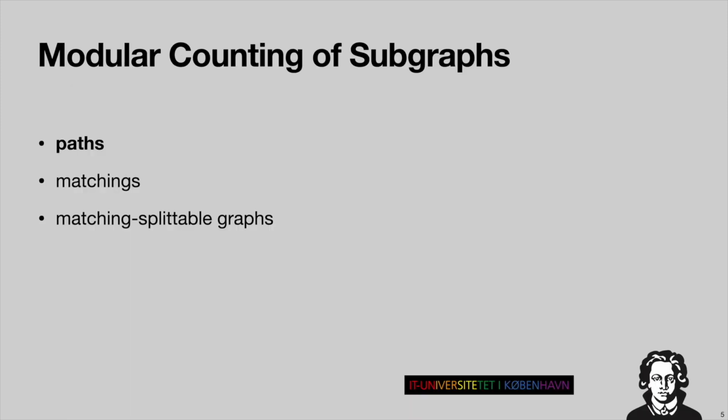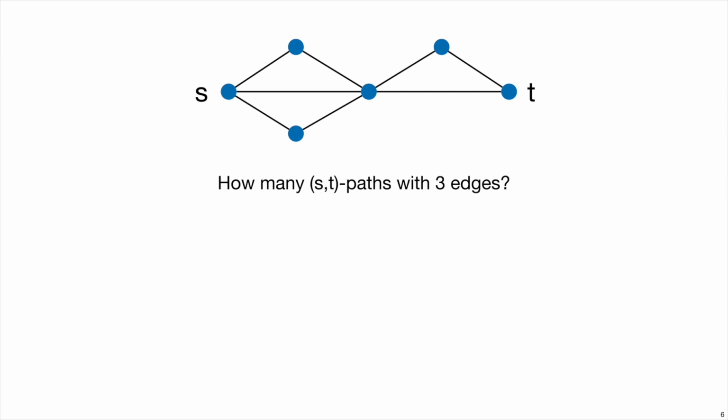So the topic is modular counting of subgraphs, and we start with paths. Here is a given graph with two vertices S and T. How many paths from S to T are there that have 3 edges? Well, it turns out there are 3 such paths.